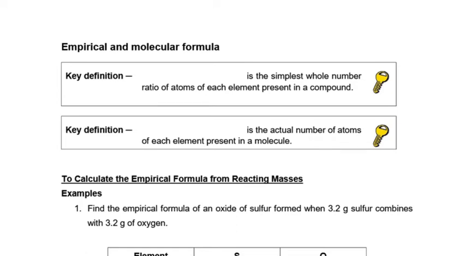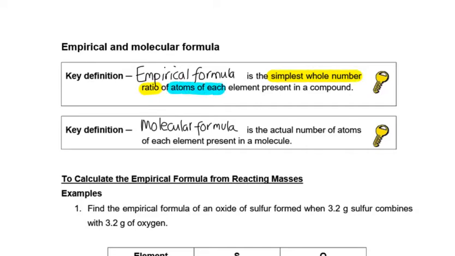So in this video what we're going to do is have a look at two terms, empirical and molecular formula, and you may have come across these at school. So empirical formula and molecular formula. Now what's really important to remember when asked what an empirical formula is, is that it's the simplest whole number ratio, but much more important, we need to be able to see that you can say of atoms of each element present. Atoms of each element. Whereas molecular formula is the actual number of atoms of each element present.